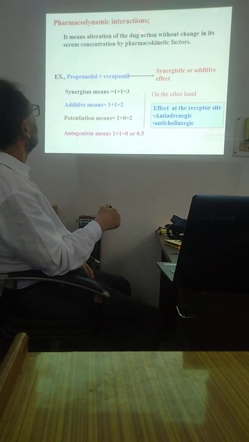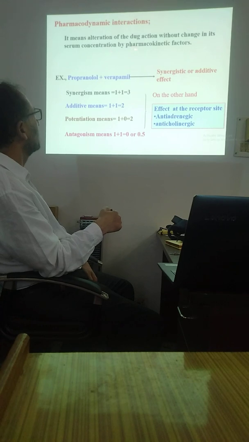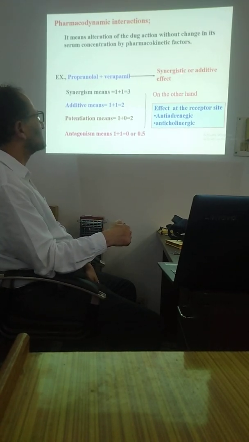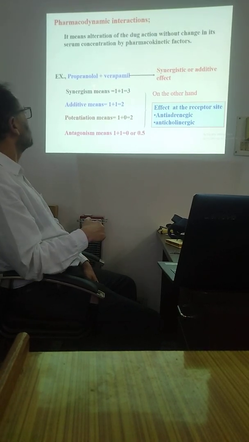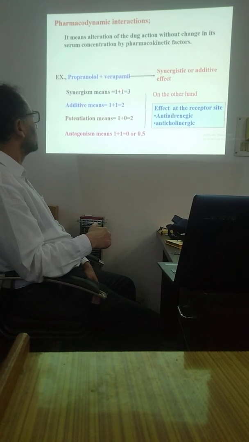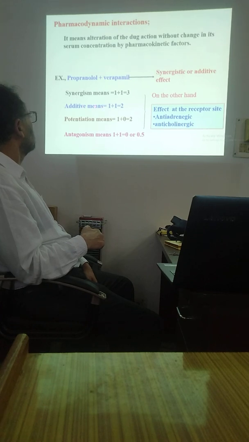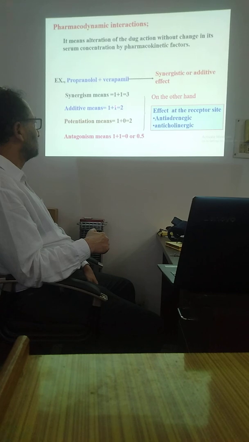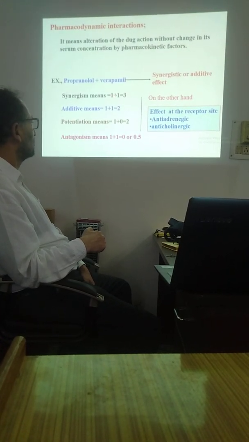Now the pharmacodynamic interaction. It means alteration of the drug action without change in its serum concentration by pharmacodynamic factors. Suppose we give propranolol and verapamil, there is a synergistic or additive effect. Synergistic means 1 plus 1 is not 2, but 3. On the other hand, additive means 1 plus 1 is 2. We give two drugs, each has one action, and together they have two actions. But with synergism, the action is more than 2.